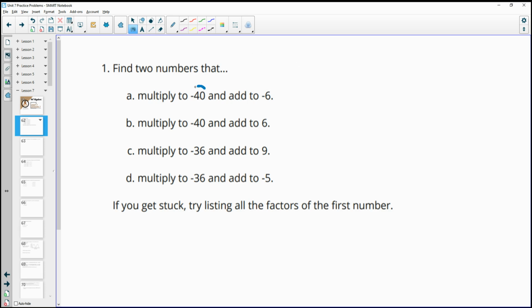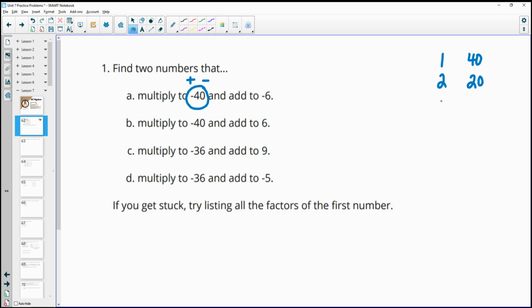So when we look at multiplying to negative 40, that means we're going to have one positive factor and one negative factor. So as I'm writing these out, remember that either one could be positive or negative. So I like to start with 1. So 1 times 40 is 40. And then 2 times 20 is 40.